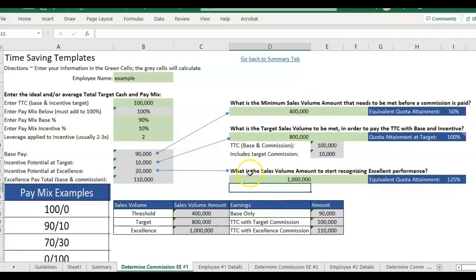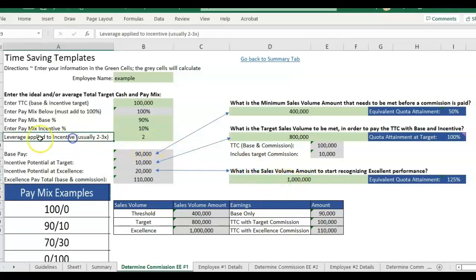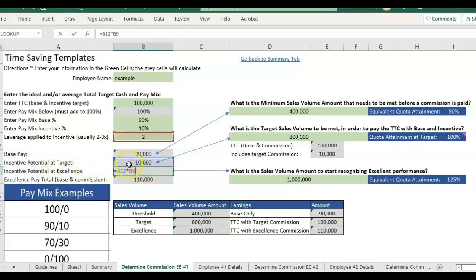It's kind of an optional thing, but that's one thing to consider. The other thing that's also optional is if you want to have a higher sales volume amount where you're going to be paying out a higher commission percentage for someone going above and beyond. This relates to leverage, which is over here. For this example, I've entered a leverage of 2. Leverage is typically 2 to 3 times, and it's just taking incentive potential at excellence. If I click on the formula, it's just taking the target times 2 or times 3. So that's how much more you would want to pay.